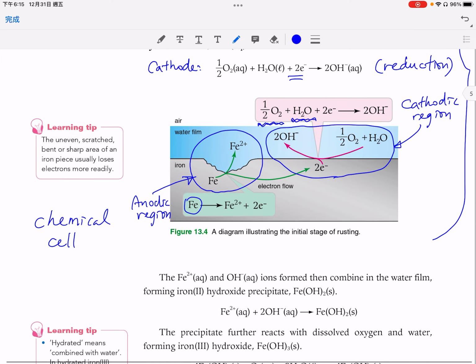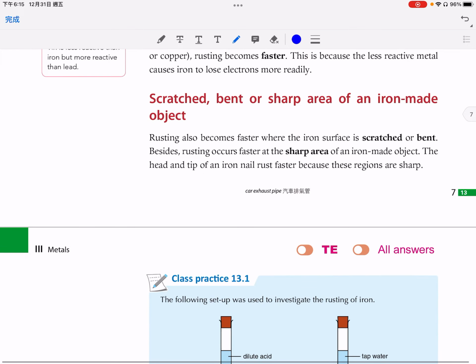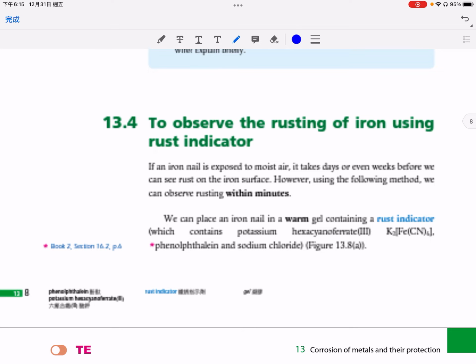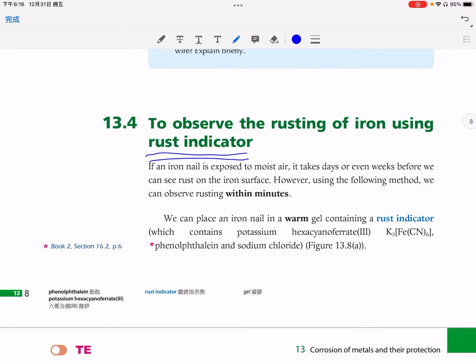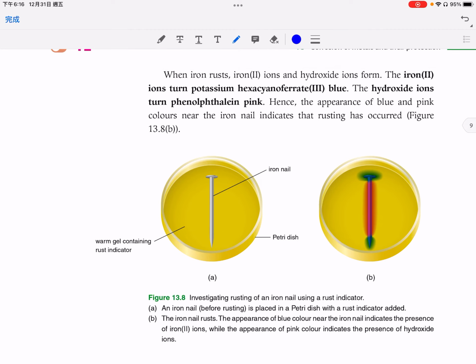Next, let's check out this page. Yes, the page talking about rust indicator. Do you still remember this? Rust indicator contains the key component potassium hexacyanoferrate(III), and usually it will also contain phenolphthalein. I think this photo must be so familiar to you. You are expected to observe the blue color and the red color.